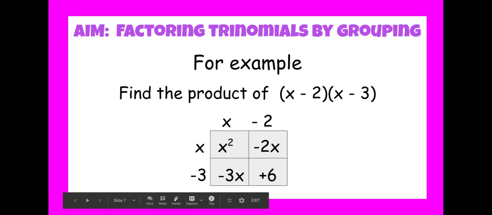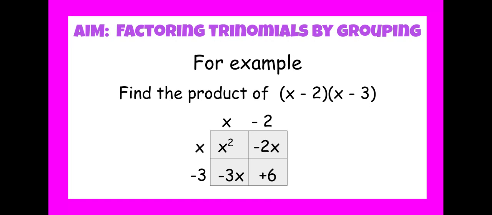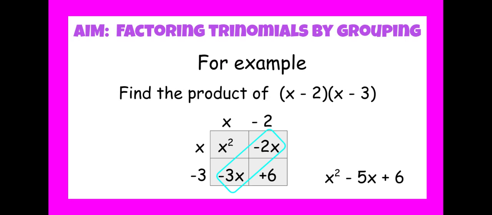We set up our tabular method. We label our sides with the two binomials like we did the other day. We multiply to fill in the squares. Then we combine our like terms, which is negative 3x and negative 2x, and we get negative 5x. So that's exactly where we're starting now: we're going to have our trinomial at the bottom, our answer there, and we're going to factor it back into the two binomials.